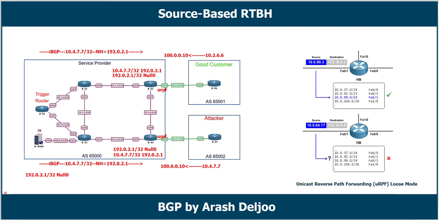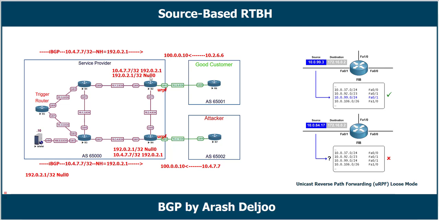First, let me inform you about the rule of loose uRPF. Loose uRPF checks the packet and forwards it if there is a route entry for the source IP of the incoming packet in the router routing table or FIB. If the router does not have a routing table entry or FIB entry for the source IP address, or if the entry points to null 0, the reverse path forwarding or uRPF check fails and the packet is dropped.